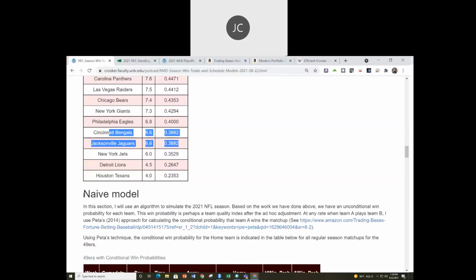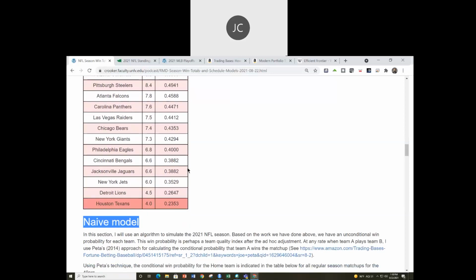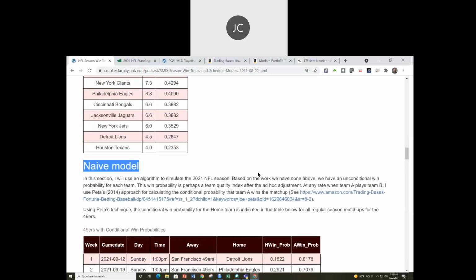So now, thinking about how we can come up with those conditional probabilities given a particular team's opponent, that's what I mean by naive. I'm using what I think are relatively ad hoc, or naive, power indexes, but then using what I think is a really good idea from Peta.